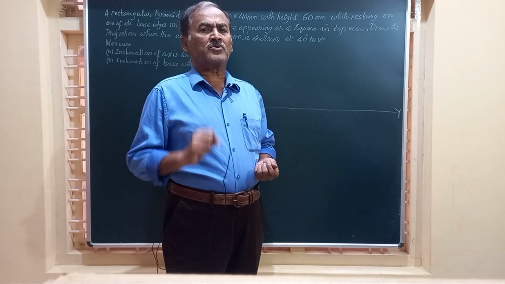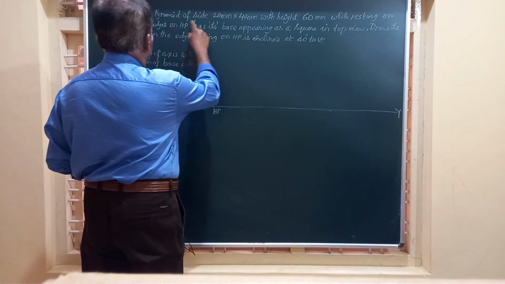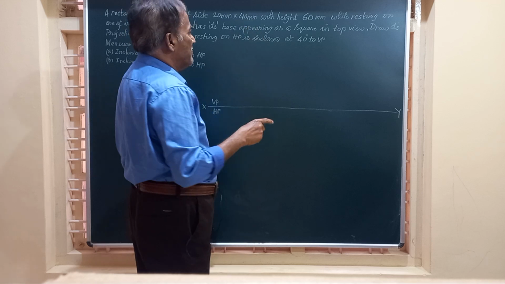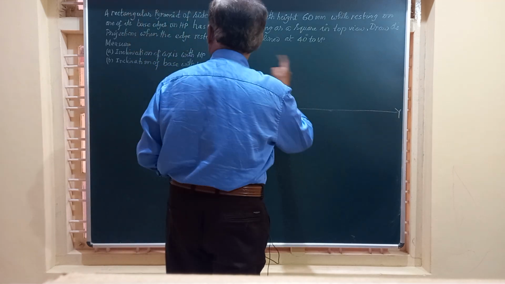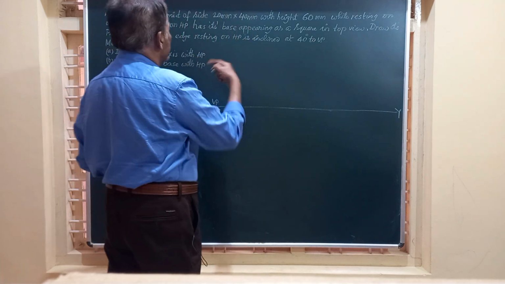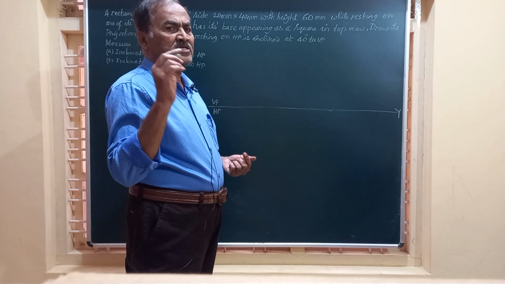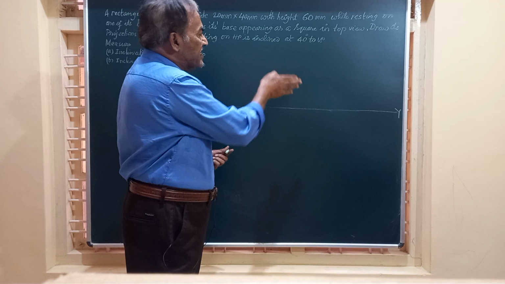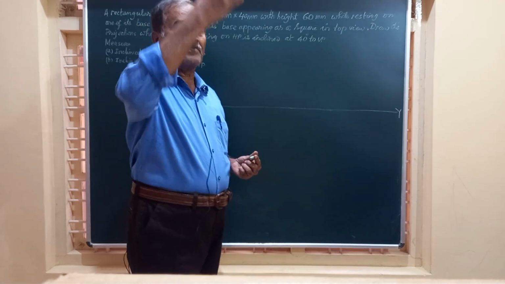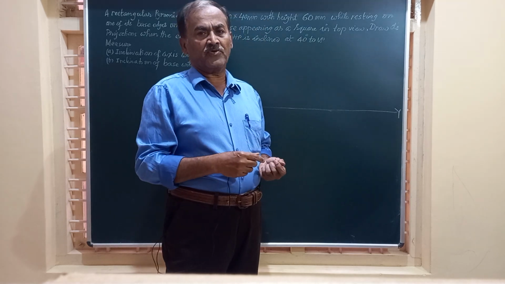So, the question for today's video reads like this. A rectangular pyramid of side 20 mm by 40 mm with height 60 mm, while resting on one of its base edges on HP. This rectangular pyramid is resting on one of its base edges on HP. It is tilted on that edge such that its base appears as a square in the top view.